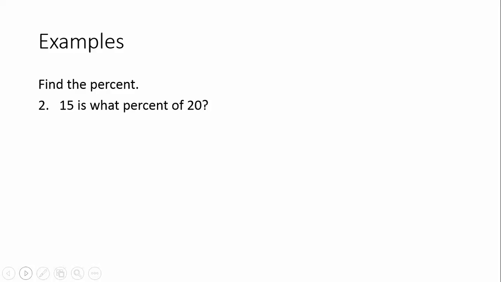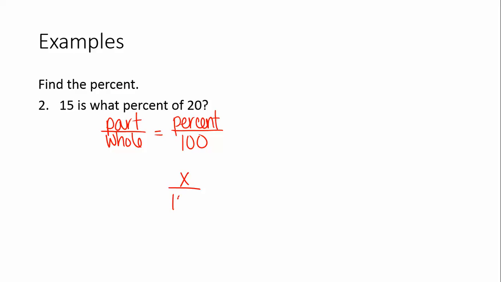Next we have 15 is what percent of 20. So again, the same proportion, part over whole equals percent over 100. And we're still finding the percent, so that's our variable. And it'll always be 100. The 100 will always go there in every one of these proportions that you set up. So now the part is 15, and 20 is the whole.